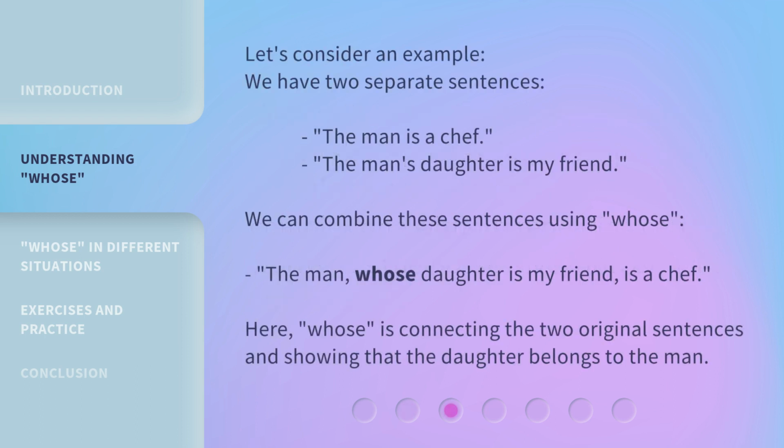Let's consider an example. We have two separate sentences. The man is a chef. The man's daughter is my friend. We can combine these sentences using whose. The man, whose daughter is my friend, is a chef. Here, whose is connecting the two original sentences and showing that the daughter belongs to the man.